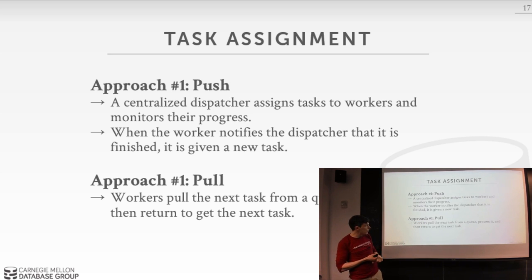The alternative is the pool-based approach, where you have one or more task queues. The workers are always pulling from them and asking, what's the next thing I can do? What's the next thing I can do? And they essentially block on that until something shows up.